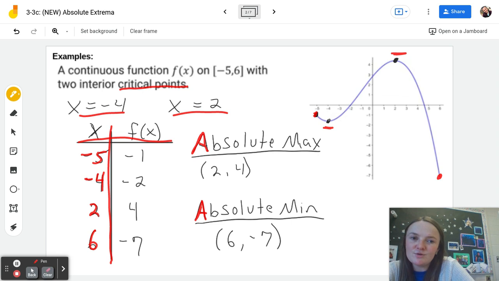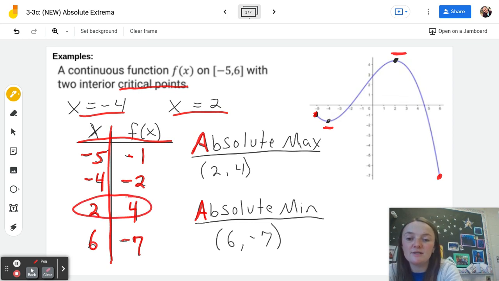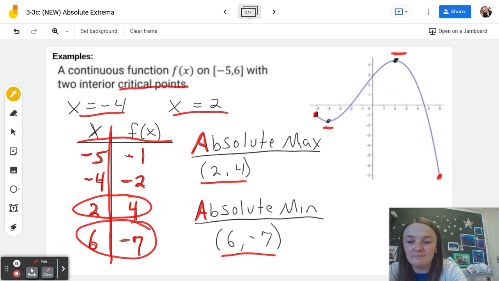From there, all you need to do is take a look at the graph and find out what the heights are at the given values. At -5, we guessed the height was -1. At -4, we said the height was -2. At 2, we said the height was 4. And at 6, we said it was -7. So just looking at the table, we can say that the absolute maximum value is going to be this one here, 2, +4, because it's at the highest place on the y-axis. The absolute minimum is going to be the place where I go lowest on the y-axis, which is going to be this value right here, 6, -7.